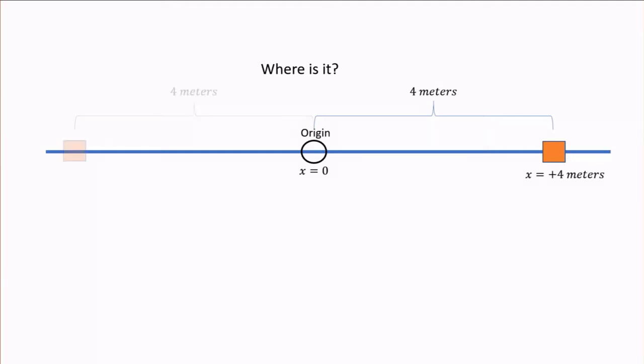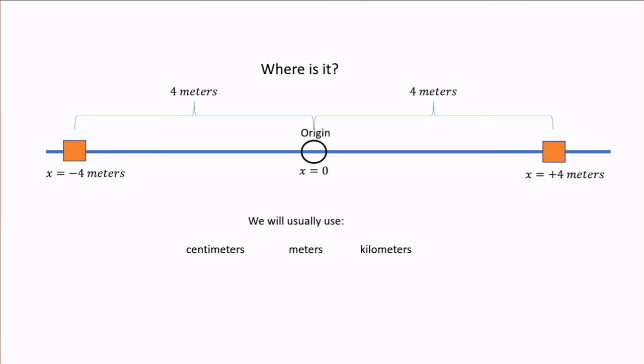If it is 4 meters to the left of the origin, then we will say that it is at position x equals minus 4 meters. Defining that right is positive and left is negative is a choice. If you wanted, you could flip that, but unless otherwise stated, we will assume that rightwards is positive. While you can also measure distances in inches, feet, and miles, in this course we will usually use the metric system and measure distances in centimeters, meters, and kilometers.